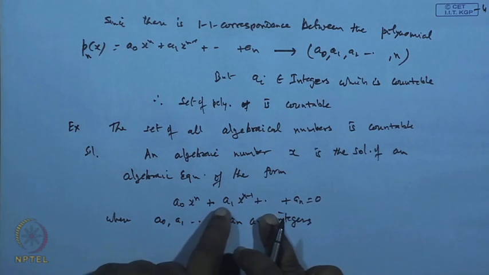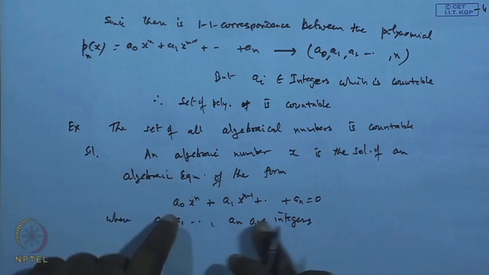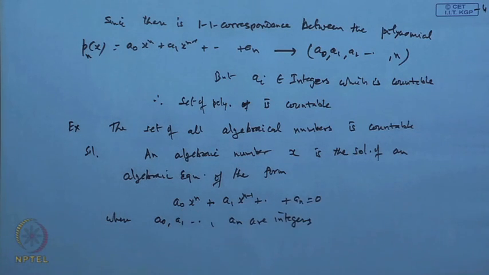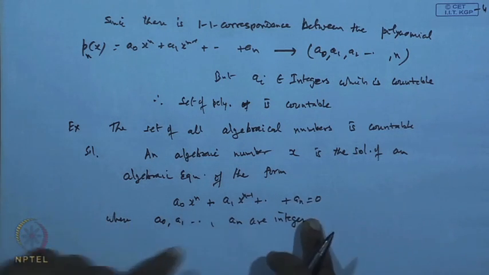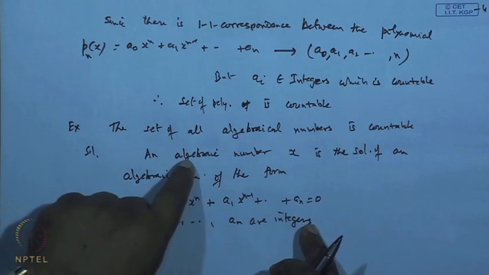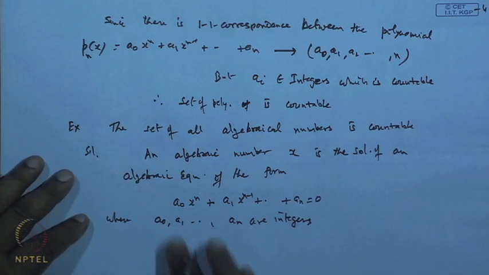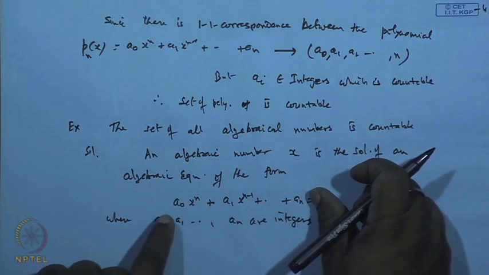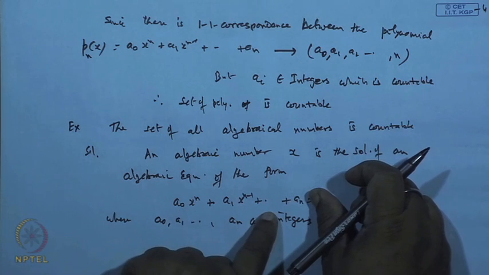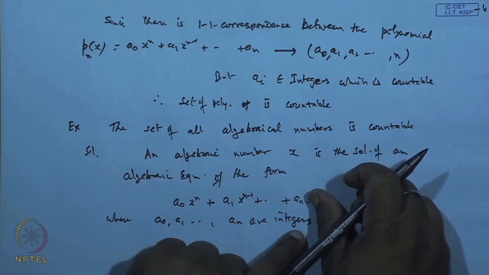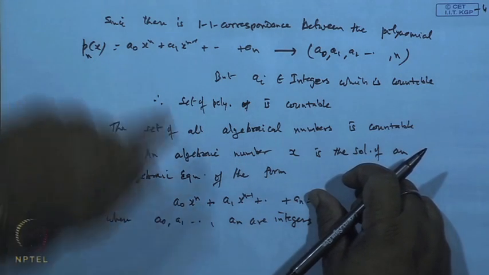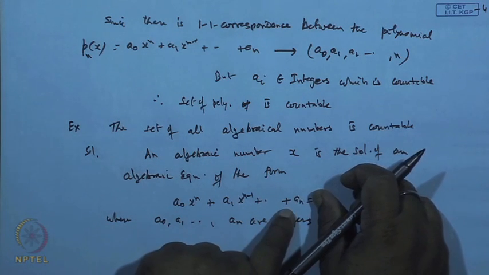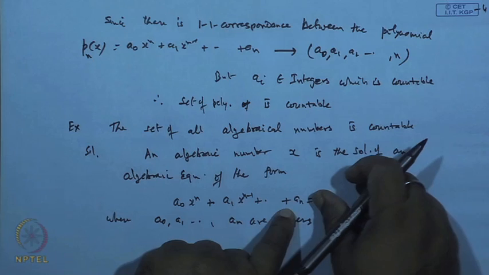So, this is the solution. A number x which satisfies this equation will be an algebraic number. Now, if we remove this 0, then this is a polynomial of degree n, and the coefficients are integers. According to the previous result, if the coefficients are integers, then the collection of all such polynomials will be a countable set. Clear?